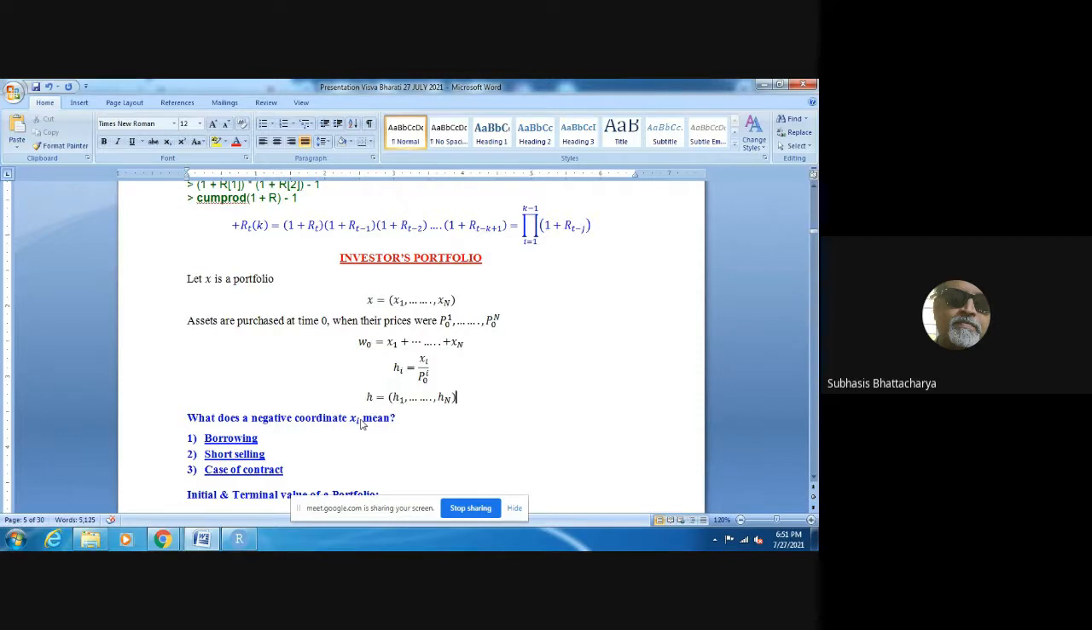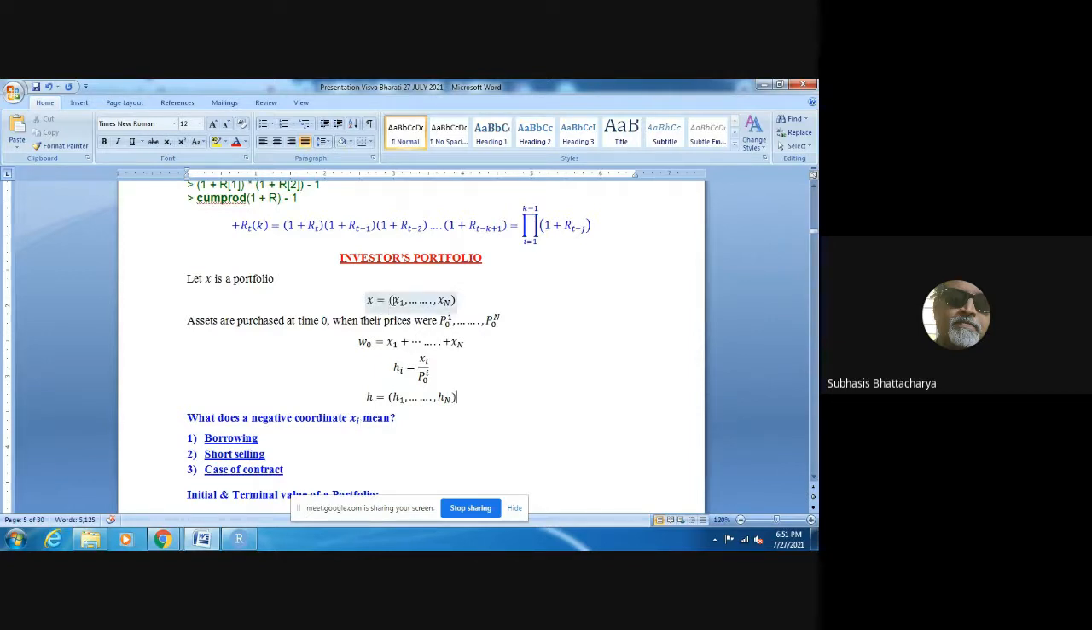Suppose i equal to 1 is an asset, and suppose this is cash. Now suppose xi is equal to minus 10,000, which means the investor has borrowed, for example, from a bank or from some of his friends at time 0. So at time 1, the investor has to pay the debt to the bank or his friends at some rate. So what is the value? That value becomes (1 plus R) into 10,000. So it may be borrowing.